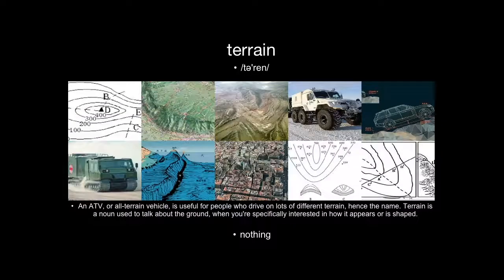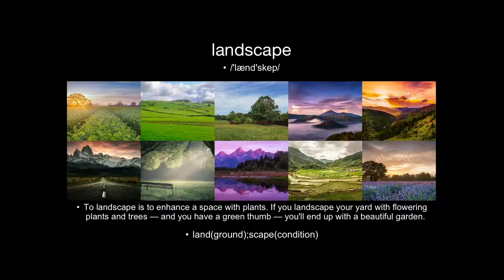Terrain. An ATV, or all-terrain vehicle, is useful for people who drive on lots of different terrain, hence the name. Terrain is a noun used to talk about the ground. Landscape. To landscape is to enhance a space with plants. If you landscape your yard with flowering plants and trees, and you have a green thumb, you'll end up with a beautiful garden.